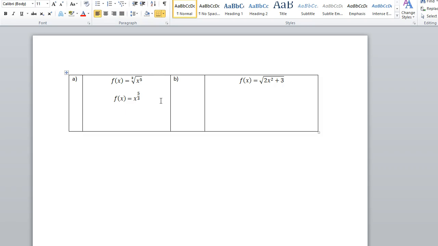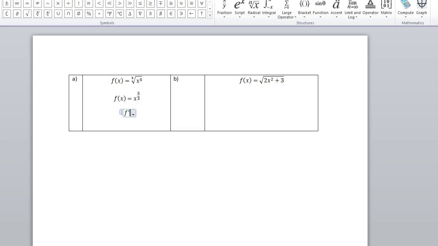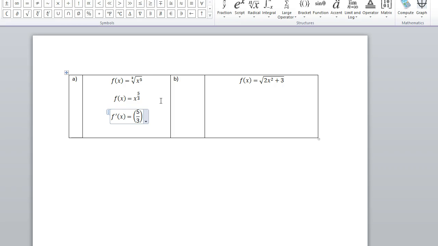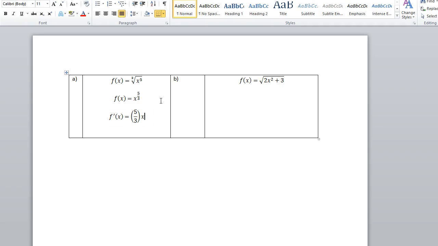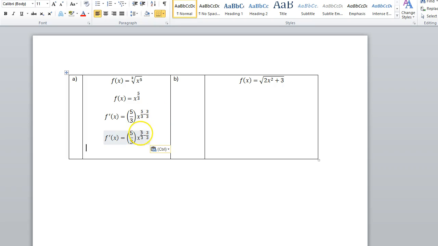So I'm taking the derivative here, f prime of x. We always swing the exponent in front. So that's going to be 5 over 3, times x to the 5 over 3 minus 1. And 1 is just 3 over 3. So what we have here is 5 over 3 minus 3 over 3, which becomes 2 over 3. So this exponent just becomes 2 over 3.